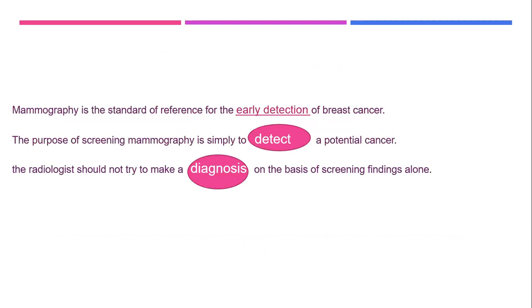Okay, as you know, mammography is the standard of reference for the early detection of breast cancer. The purpose of screening mammography is simply to detect a potential cancer. However, the radiologist should not try to make a diagnosis on the basis of the screening finding alone. What is the difference between the two words I highlighted? Detect and diagnose. Detection and diagnosis. What is the difference between the two?